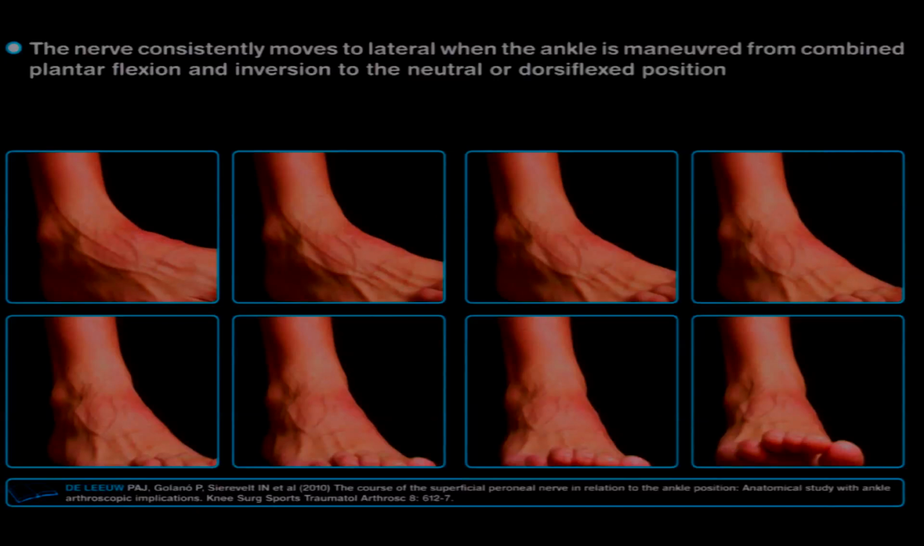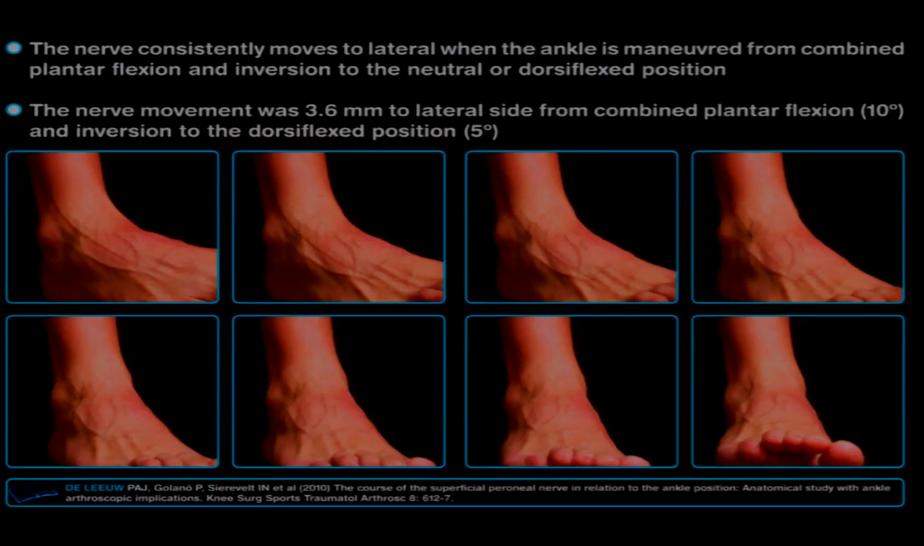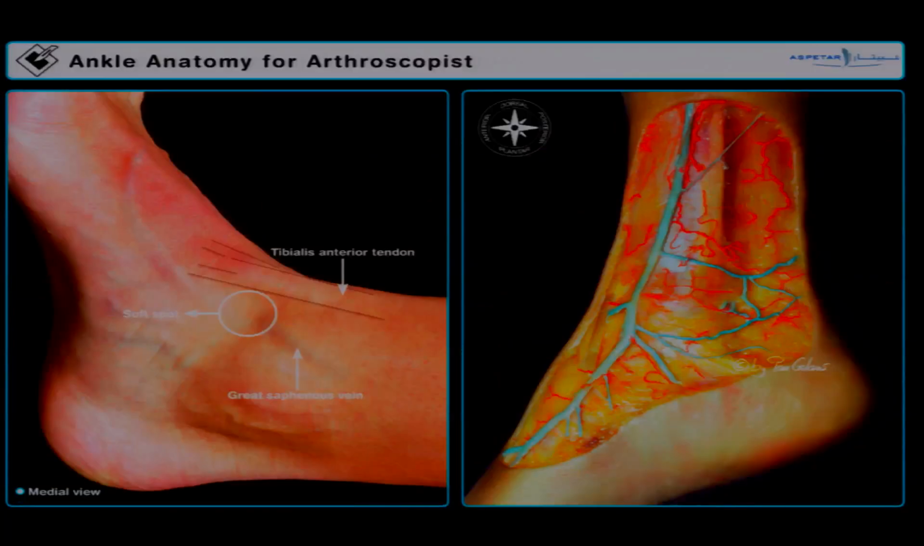Maybe it's not important to identify the nerve during ankle arthroscopy; it is more important when performing open surgery. But remember, if you make a reference on the skin of the patient in inversion, remember the nerve moves laterally, and you need to keep this concept in mind.